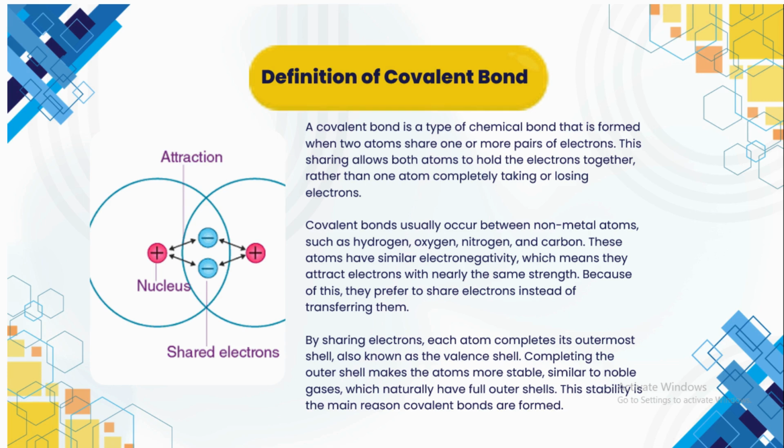By sharing the electrons, each atom completes its outermost shell, also known as the valence shell. Completing the outer shell makes the atoms more stable, similar to the noble gases which naturally have full outer shells. This stability is the main reason covalent bonds are formed.